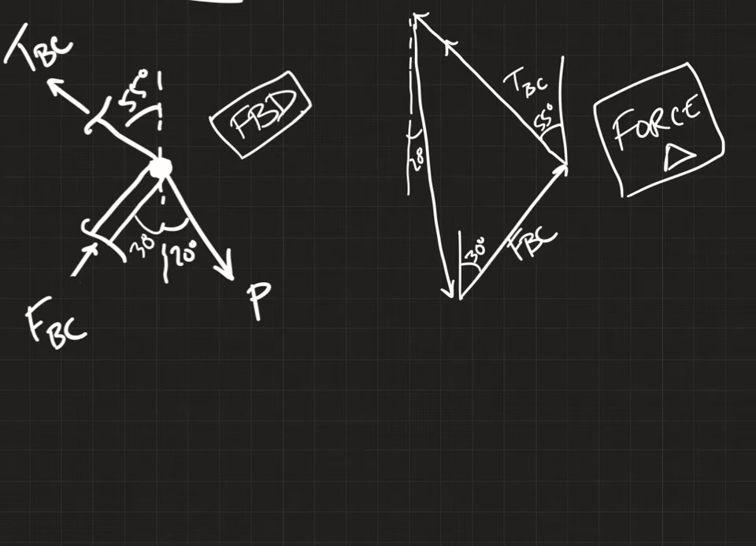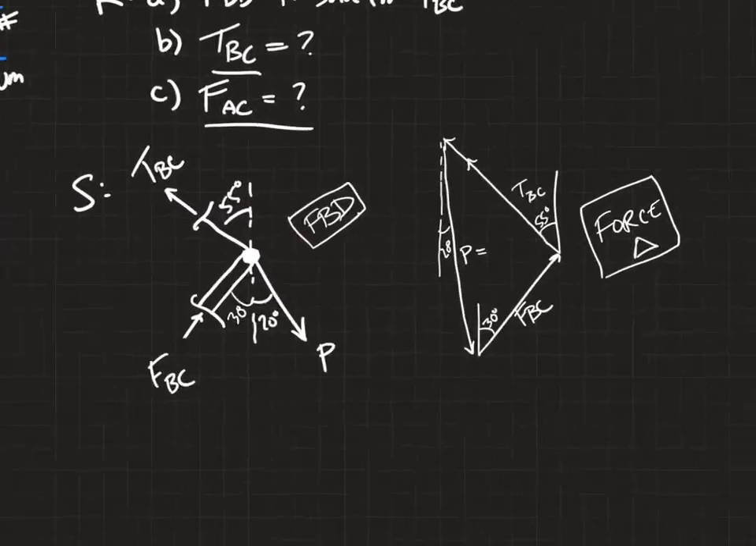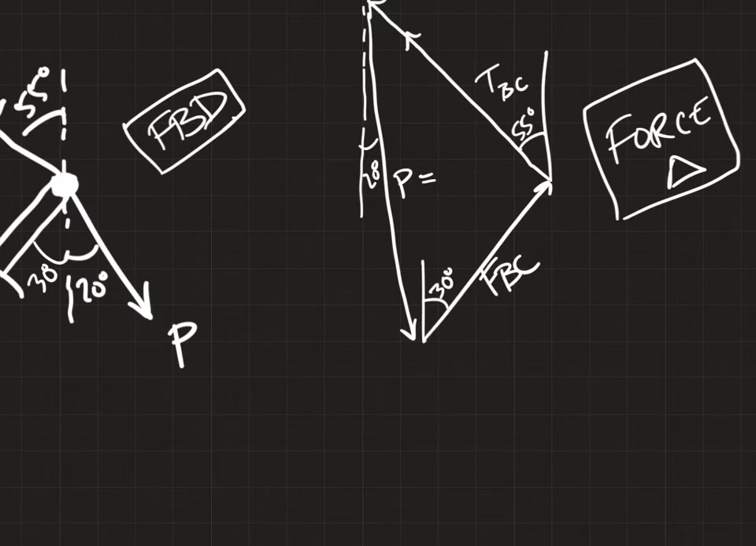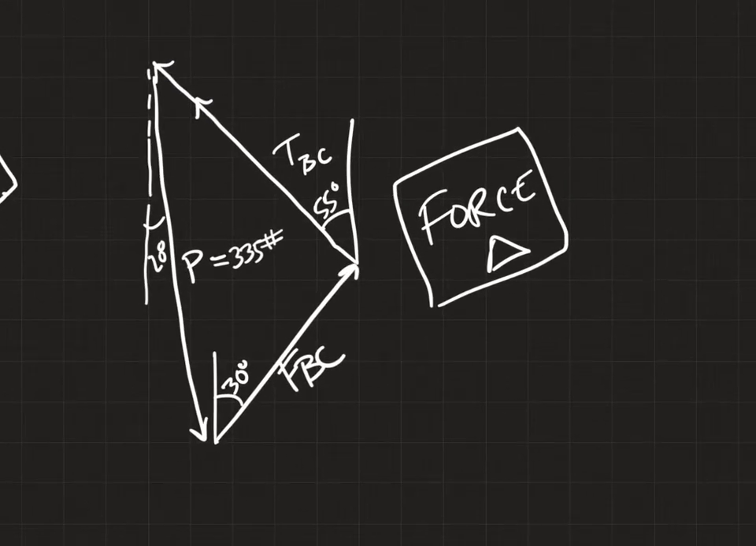I'll go ahead and do the force triangle real quick because I think that's pretty straightforward. This line right here is P, which I think was 550, 335, excuse me. This is 335 pounds. I'm going to do this force triangle first just because it's the quicker of the two in this case.